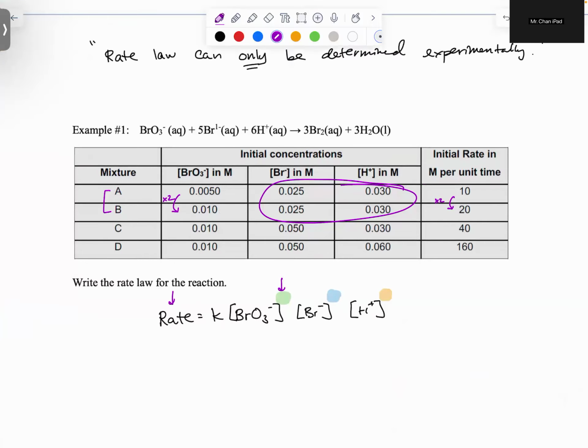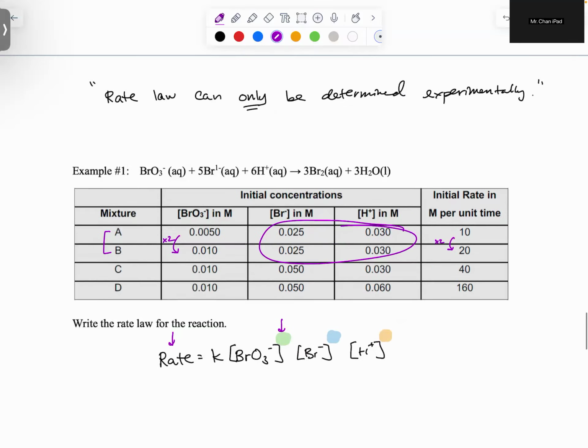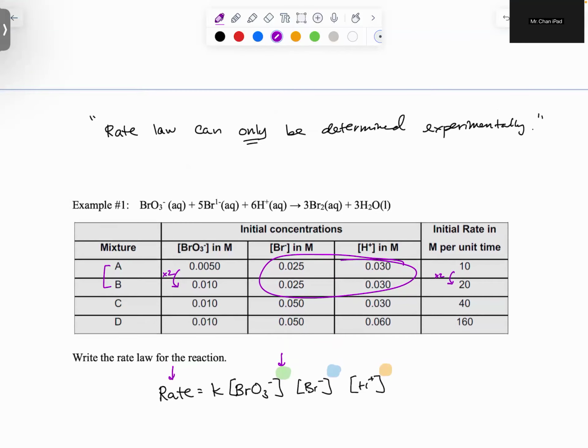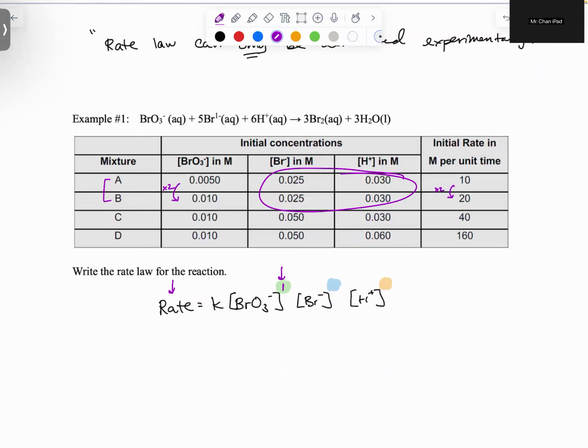Not second. It's first. First order is directly related. So if the concentration doubles, the rate doubles. If the concentration drops by 1/2, then the rate would also drop by 1/2. If the concentration triples, like times 3, then the rate would also multiply by 3. So that is our first exponent. We say, oh, hey, it is first order in respect to bromate.